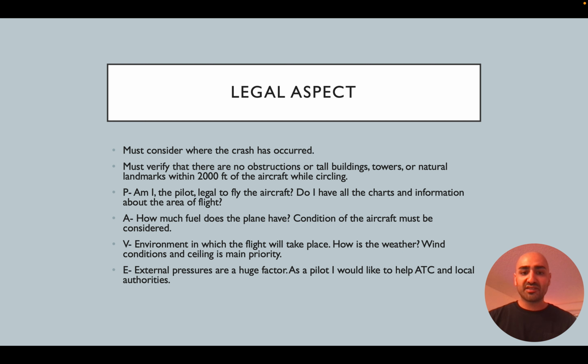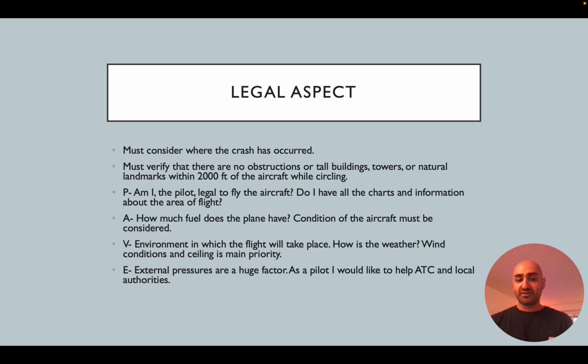We also must consider where the crash has occurred. We want to make sure that we're able to keep that minimum altitude. So let's run through the PAVE checklist. P being the pilot. I am a commercial pilot. I'm legal to fly this aircraft. However, I want to make sure that I have all the information available to me in order to complete this flight. A is the aircraft. We want to make sure we have enough fuel. We want to make sure that the aircraft is in good condition.